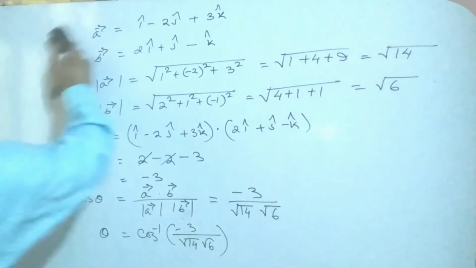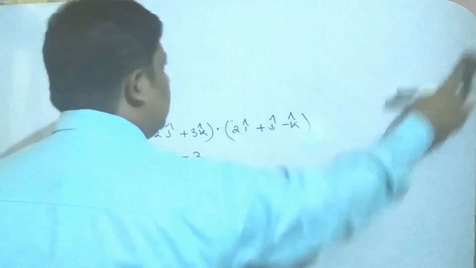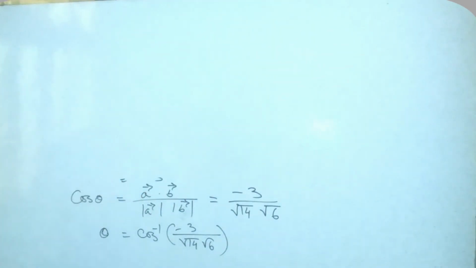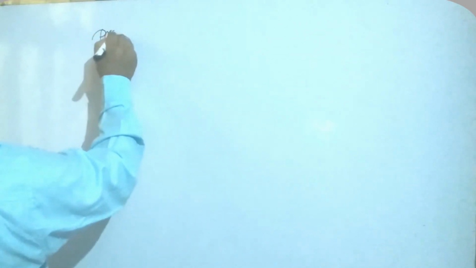Next topic is projection. So with these rules you can find the angle between two vectors, and also show whether they are perpendicular or not, parallel or not. Like these questions you can solve. Next, projection.